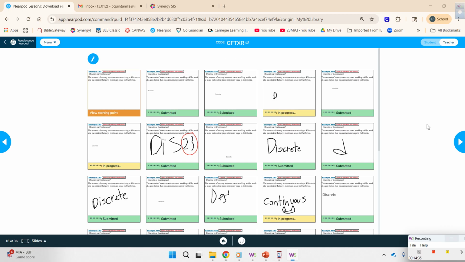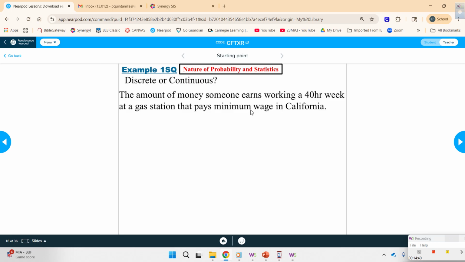Now for this one, the majority of you said discrete. That is correct. Now let's see why discrete. The amount of money someone earns working 40 hours a week. So how many total hours are they working? 40. Do we know how much the minimum wage is? Right? So if you know the minimum wage and the total hours, that is discrete. All right, let's move on.